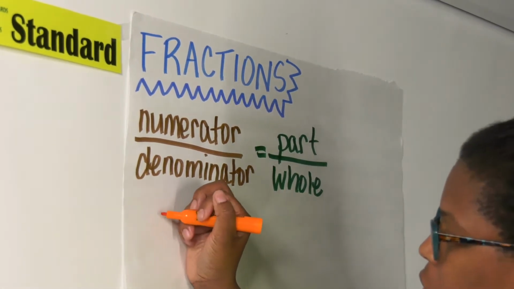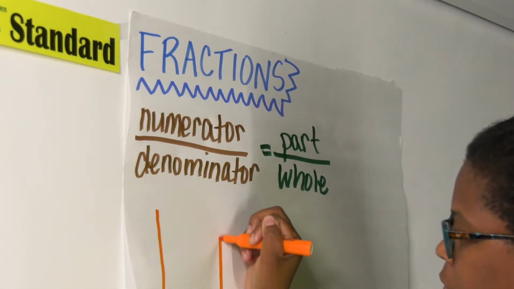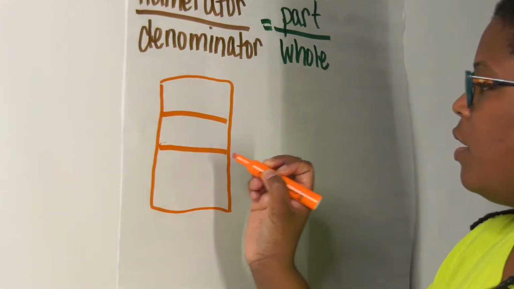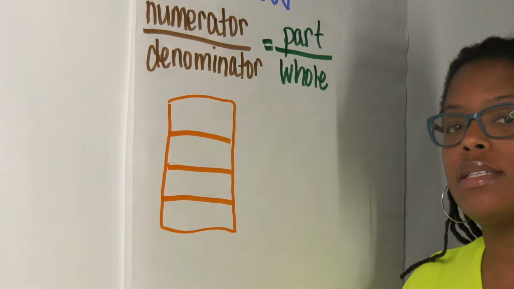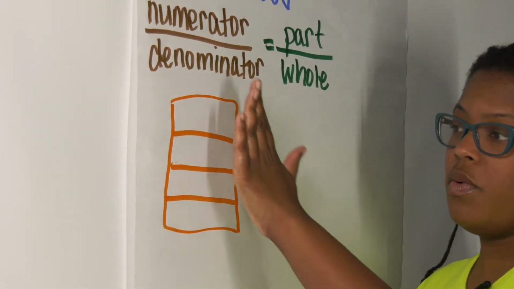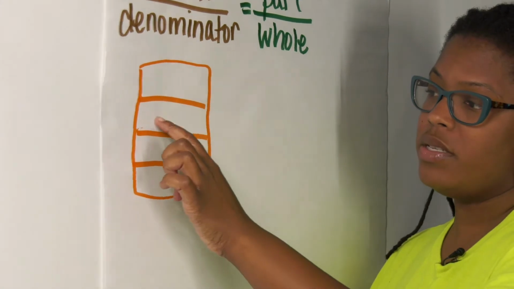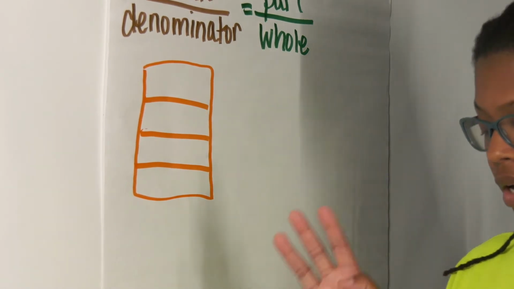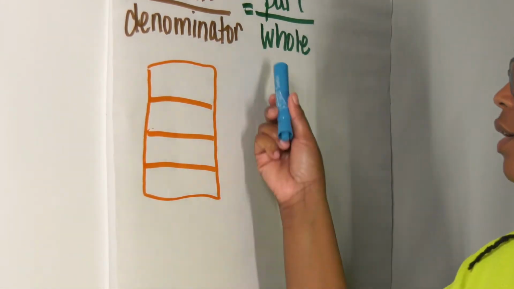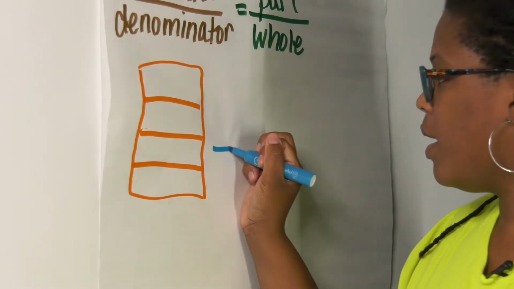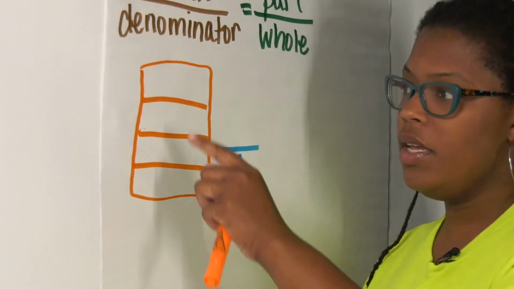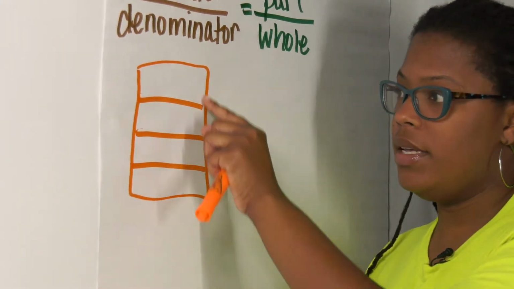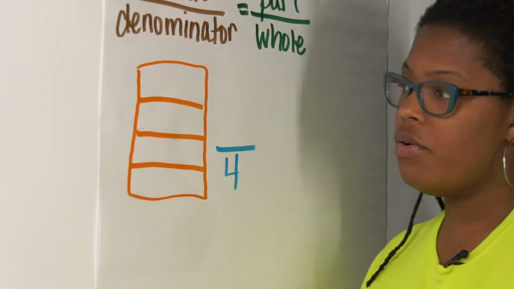So let's say we had a square here, and my square was split into 4 pieces. Okay, so this square is split into 1, 2, 3, 4 pieces. How many pieces is it being split into? 4. 4 would represent our whole. So that is my denominator. It's split into 4 pieces. When I put those 4 pieces together, I get one whole. So that's where the whole comes from.